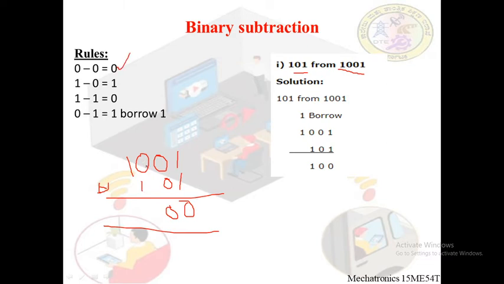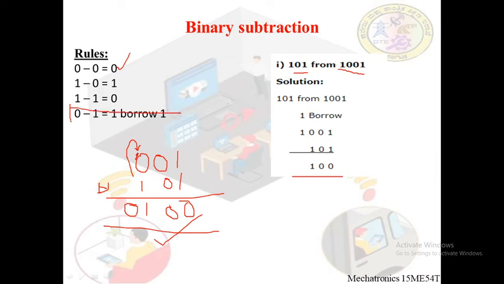0 minus 1. Now comes the typical case. 0, we cannot reduce 1 from 0. Therefore, we take a borrow. On getting the borrow, 0 becomes 10. Here we represent for our understanding. 0 becomes 10. Therefore, 10 minus 1 is 1. After giving the borrow, this 1 is reduced to 0. Therefore, we'll reduce it to 0. So the answer is 1, 0, 0. This is how binary subtraction is done.